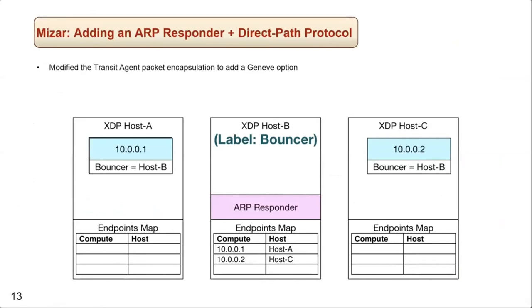So we modified our protocol so that we bypass this hop. We changed the XDP program and added an ARP request, basically. And changing the XDP program is pretty straightforward, actually. We just write the C code and load it on the fly without any packet interruption at all. We also modified the transit agent XDP program behavior a little bit, in which we have to add a bit more information into a Geneve option. Okay, we'll get into that detail.